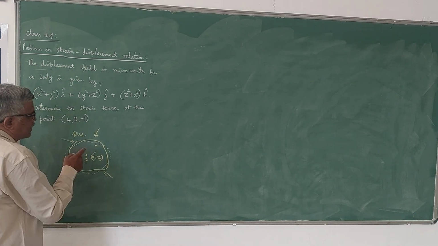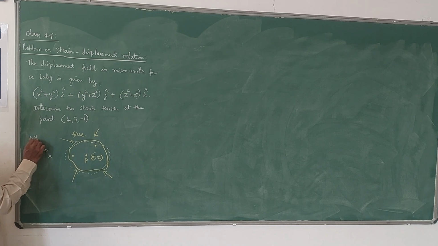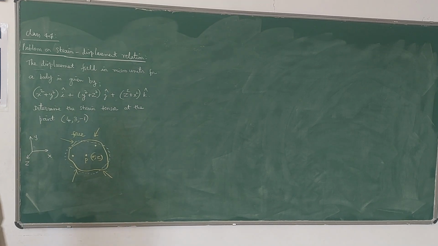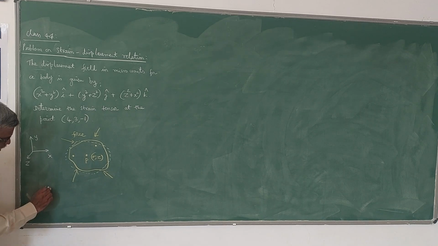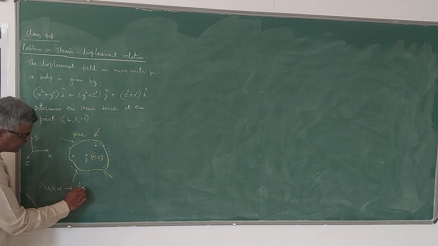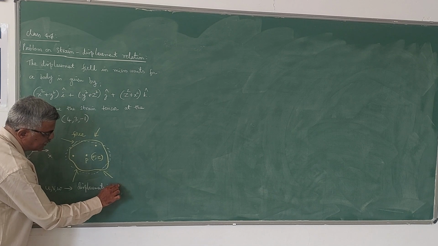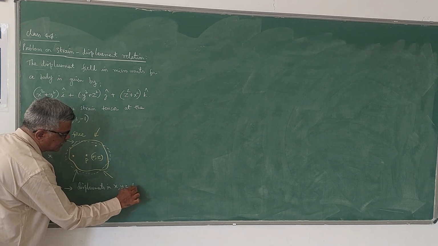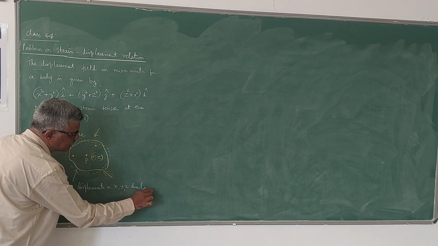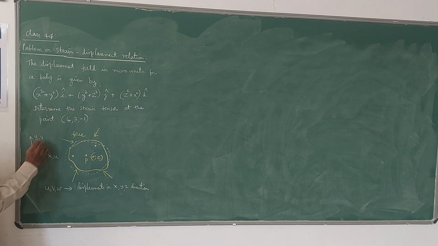So what happens here? Normally we take the 3 displacements here. Because we are dealing with a 3-dimensional force system or stress system, displacement will be there in all the 3 directions. So we call those displacements u, v, w. So u, v, w, they are the displacements in x, y, z directions. In x direction you will be having u, in y direction v.